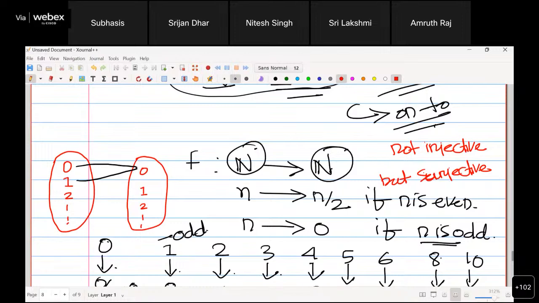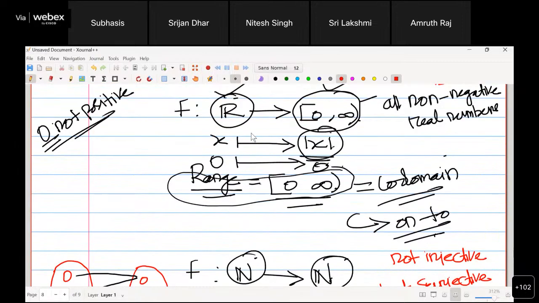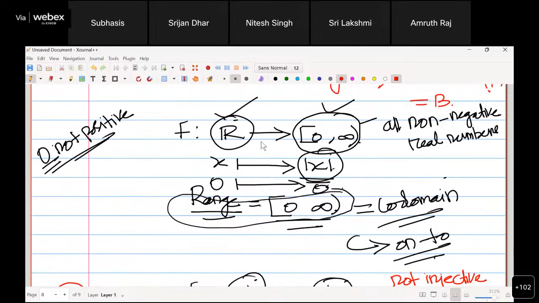Some might be neither surjective nor injective. Neither can they be surjective, nor can they be injective. Maybe I'll give an example. Sir, if you go up, we have examples. So only for 3 we have given.